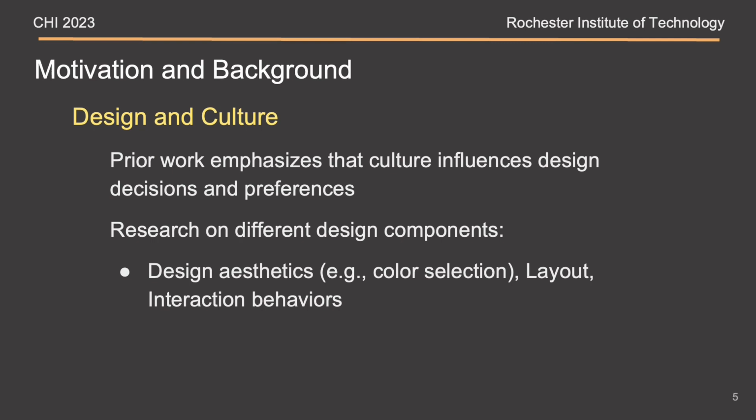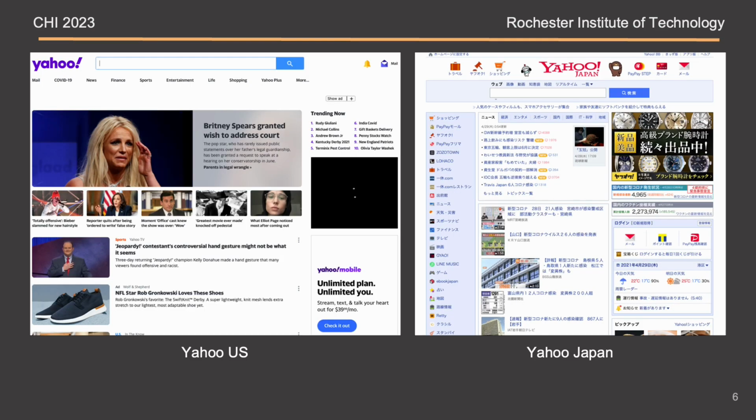What motivated us to explore the impact of cultural differences on accessible design is previous work demonstrating the impact that culture can have on design decisions and components, such as design aesthetics like color selection, design layouts, or interaction behaviors. As an example, I have two screenshots on my screen, Yahoo's US and Japanese website homepages. The US version follows a minimal and flat design trend with more images and fewer menu items, while the Japanese version includes more text and links. These intentional differences cater to the diverse user bases around the world and optimize the user experience for different cultures.